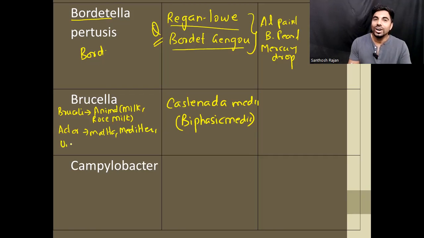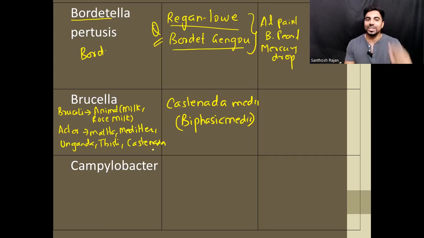He likes Uganda, Undulant fever. Tbilisi's page. And Kakinada. In India, he likes Kakinada. Kakinada is in Andhra. You can ask Andhra doctors. They will tell you. Kakinada.